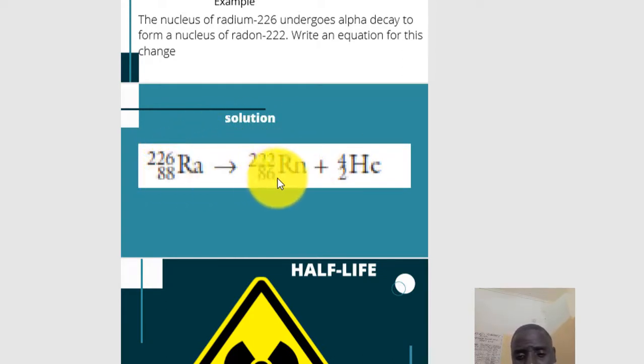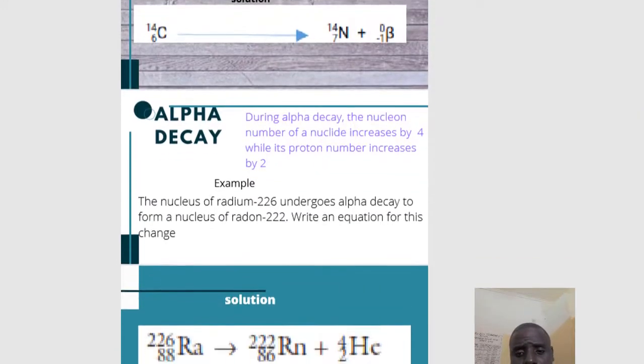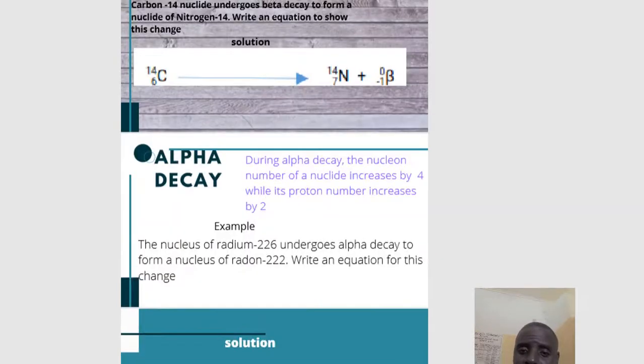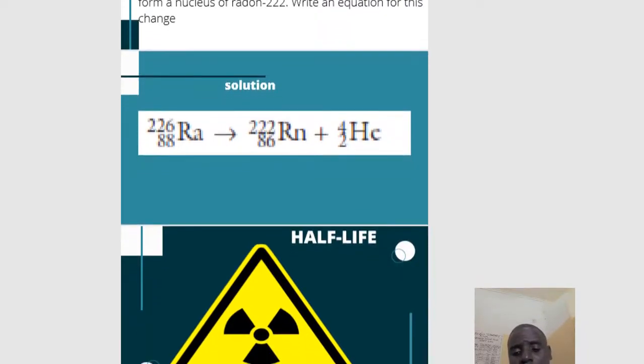Then for the proton number, it was 88. Now we subtract these 2, which have gone together with the alpha particle or helium nucleus produced in the process. Then it means that the proton number reduces to 86. So these 2 are good examples of beta decay and alpha decay.